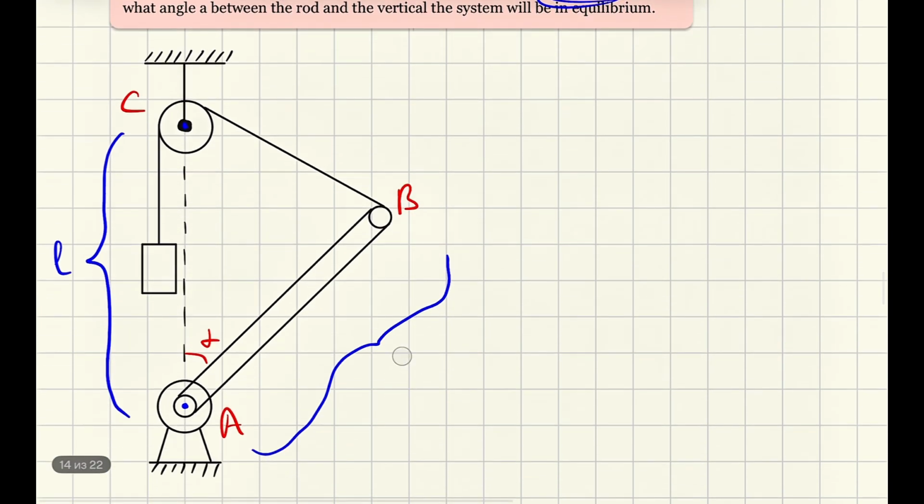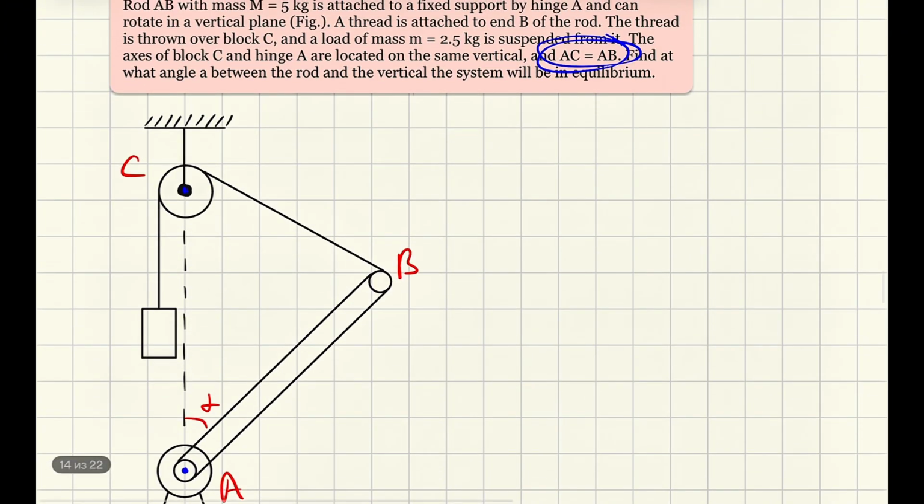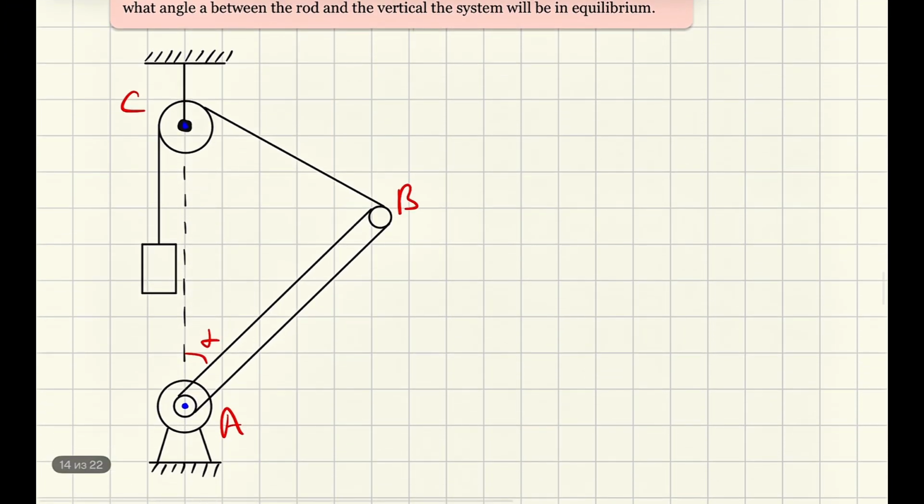Okay, good. Right now, let's make some analysis. Because it is said that our entire system is in equilibrium state, which means that the sum of forces equals 0. And also this thing can rotate, but it is not rotating. That's why it means that the sum of torques is also 0. Okay, right now let's make some analysis.